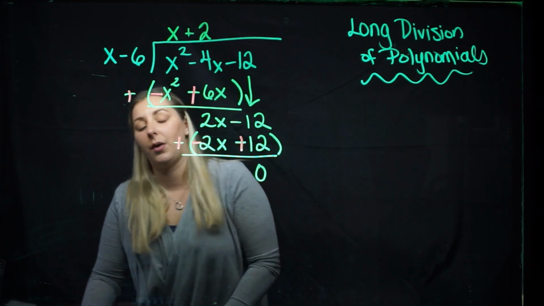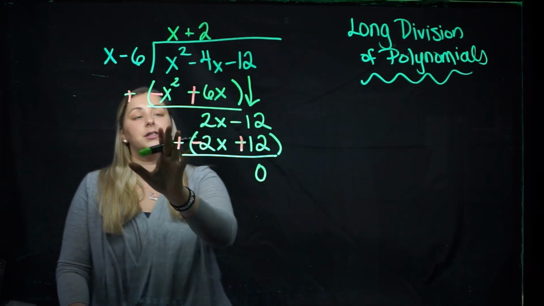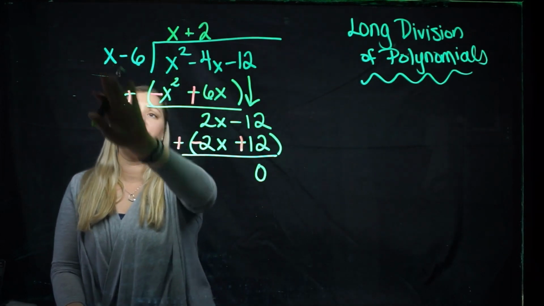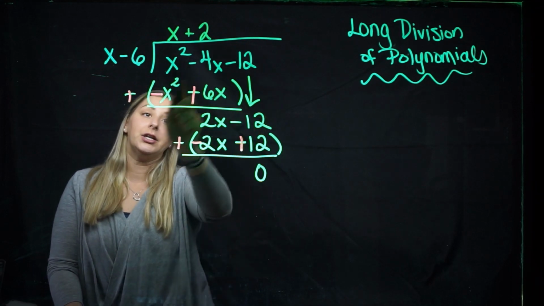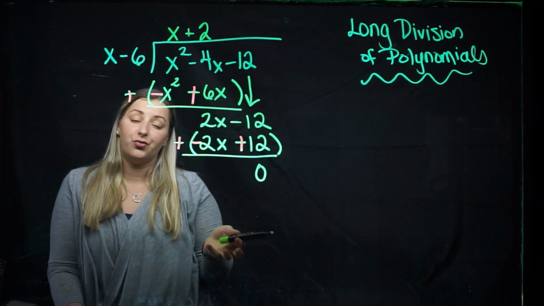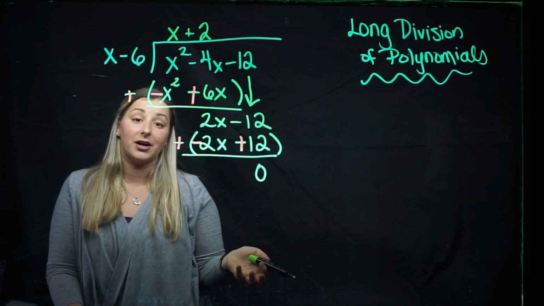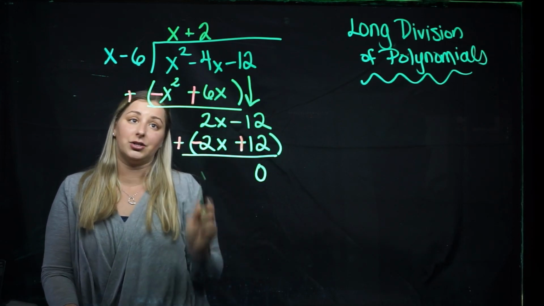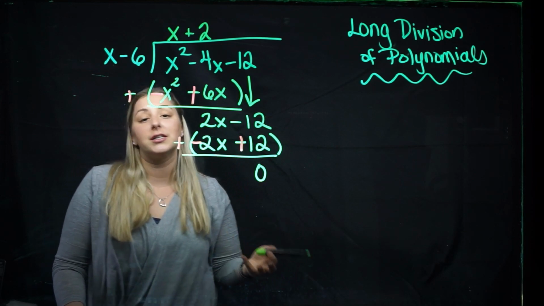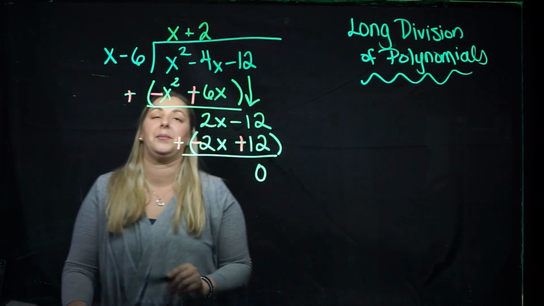So that means we can't go any further, and this binomial of x minus 6 goes in evenly into this polynomial, which really tells us that it is a factor, right? There's no remainder here. X minus 6 is a factor of that polynomial. How can you check to see if you've done it correctly since there is no remainder there?